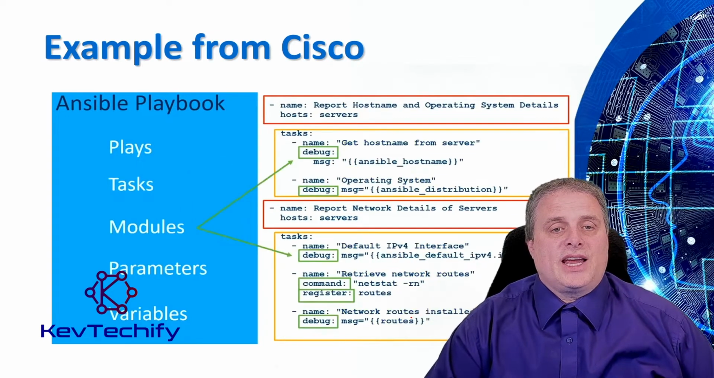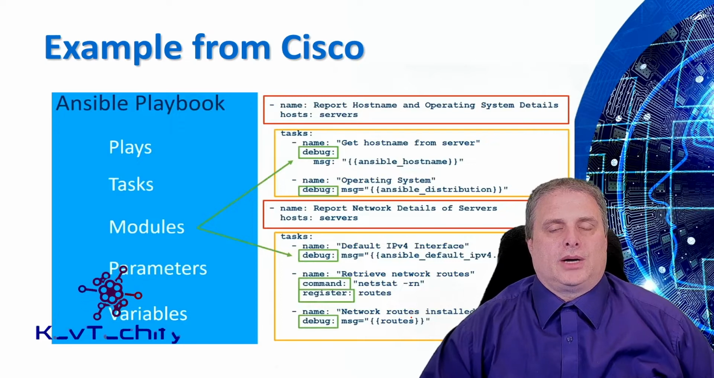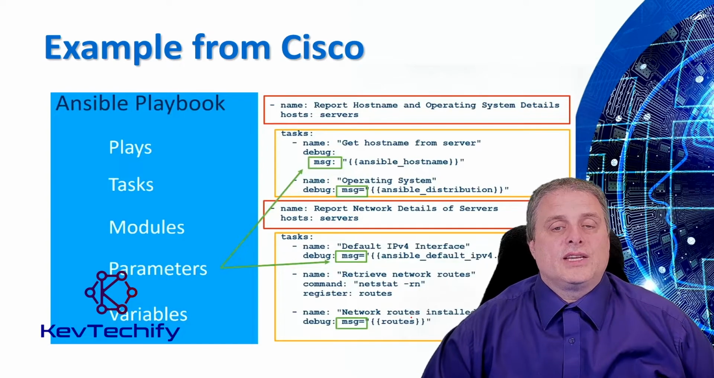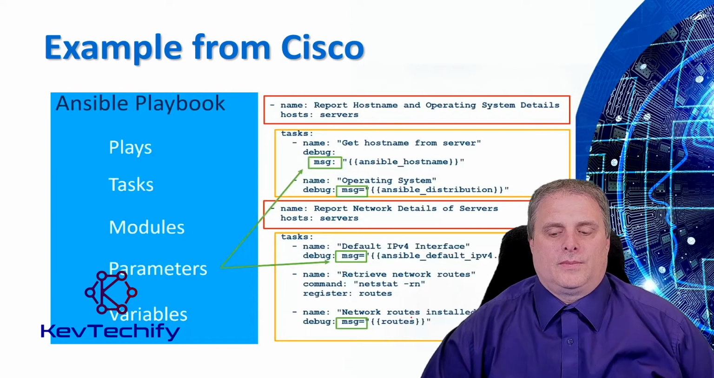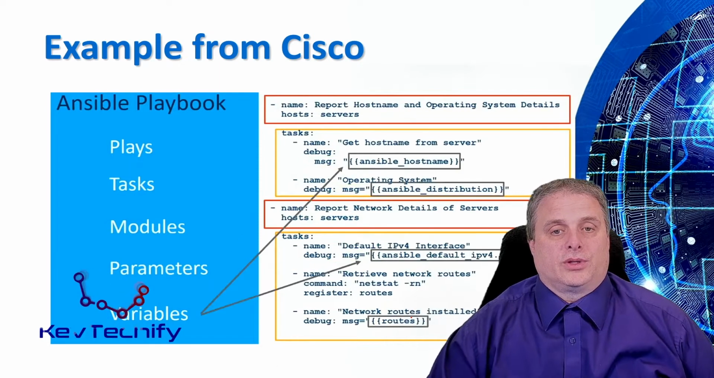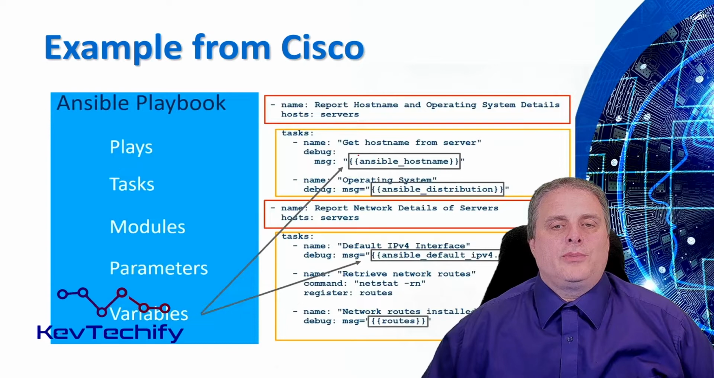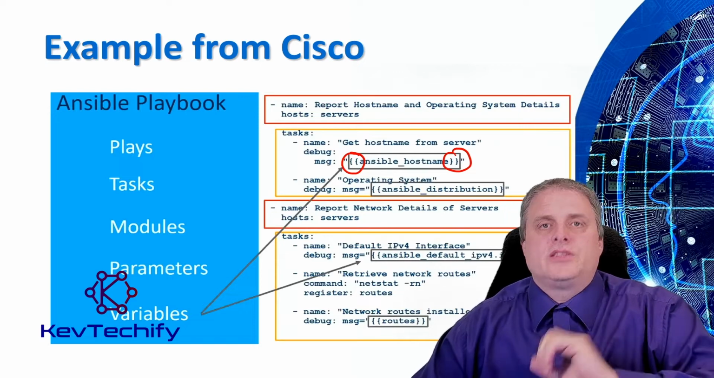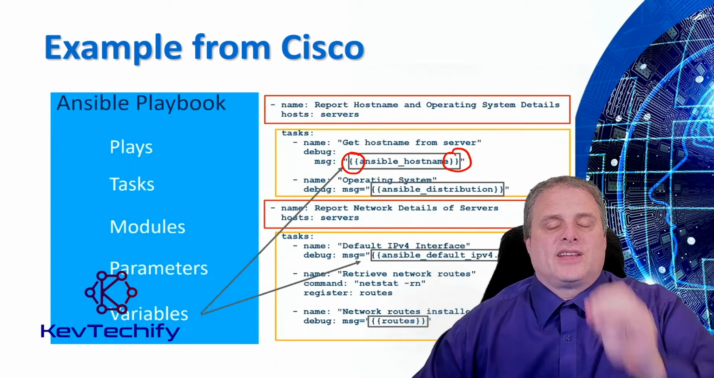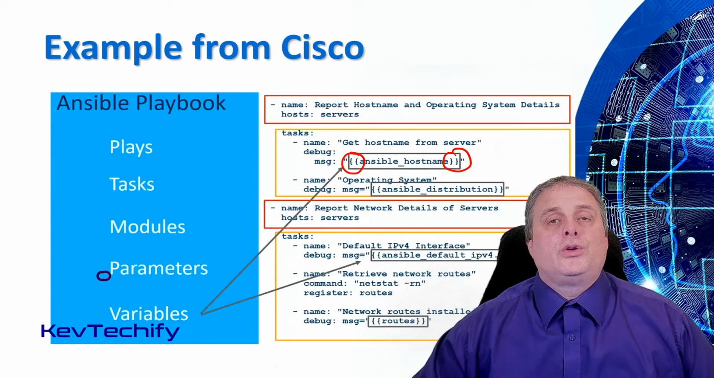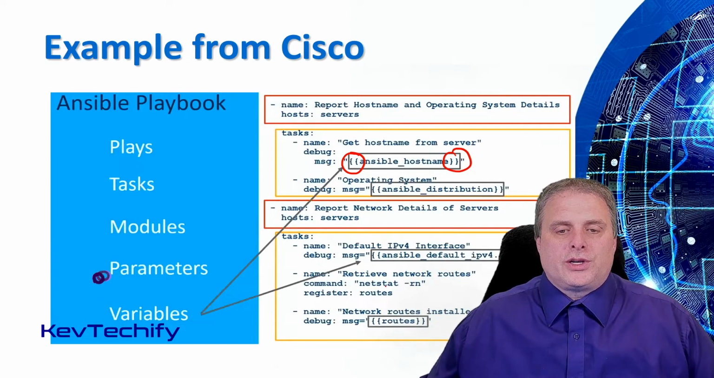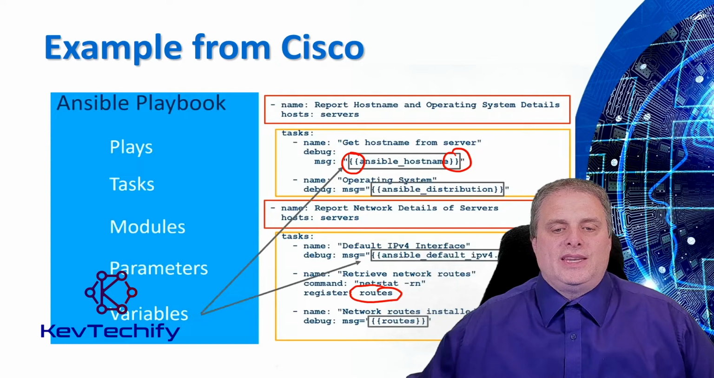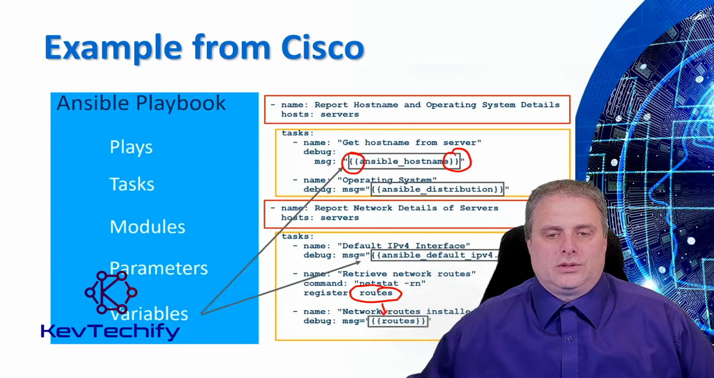To see the results of these tasks, we're going to use the debug modules. And modules can also use parameters. In this case, we're going to be using the message parameter. And finally, we have our variables. Variables are surrounded by double curly braces. You can retrieve variables that are built in. These are facts that are built into the system. Or you can use your own variables. Here, we're registering the variable called routes, and then we're going to use that variable in the debug module right below it.